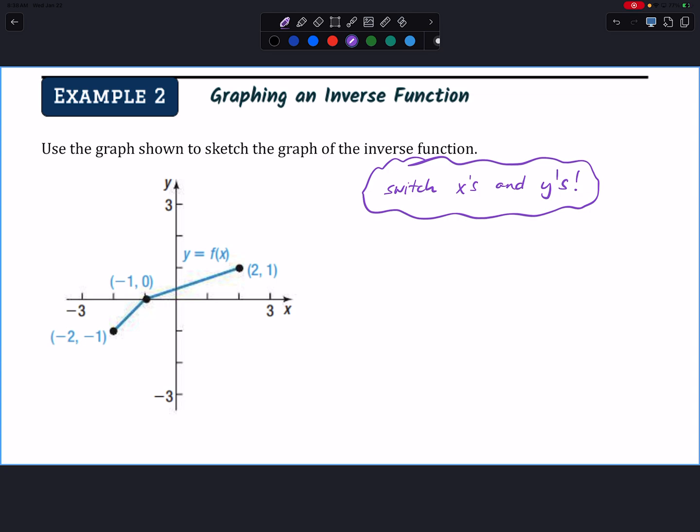So instead of graphing the point -2, -1, I'm going to graph the point -1, -2. So somewhere right here. Instead of graphing -1, 0, I'm going to graph 0, -1. And then I'm also going to graph 1, 2. So our inverse graph looks something like this.